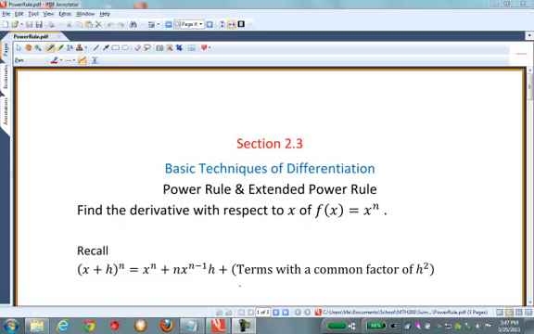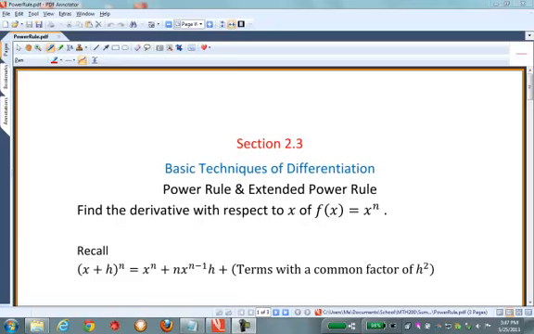In section 2.3, we're discussing techniques of differentiation, and in the last video we talked about the power rule. We talked about the binomial expansion. We're going to use binomial expansion now to show what the power rule is or why it works, and then from that we'll just, without a proof, go on to what your book calls the extended power rule.